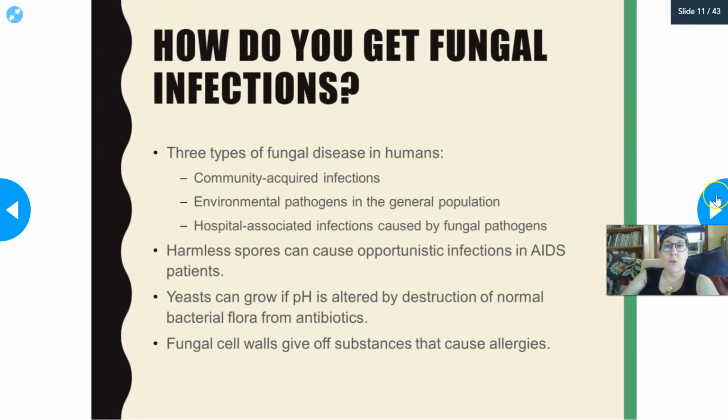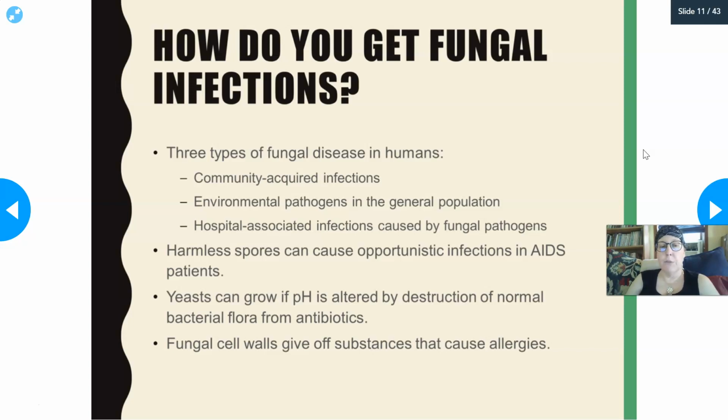Okay, so how do you get fungal infections? Yeast infections are a type of fungal infection. There are three types of fungal diseases in humans. There are community-acquired infections that spread from person to person. There are environmental pathogens in the general population, so it can come from the environment. And then there are hospital-associated infections that are caused by fungal pathogens.